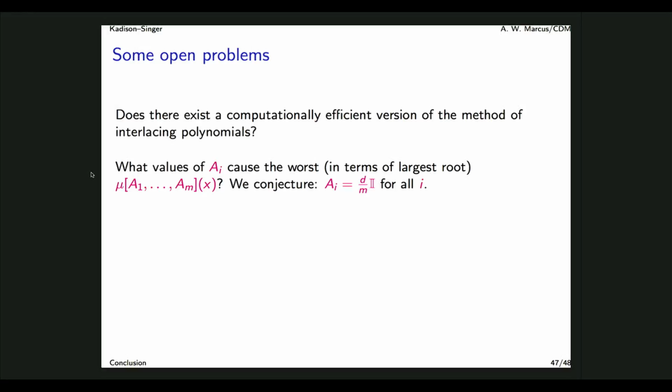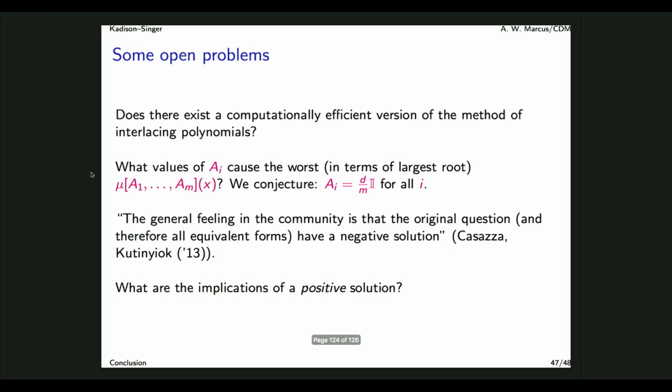And we conjecture that it's actually when A_i is d over m times the identity, and that turns out to be exactly the Laguerre polynomial that Nikhil had been talking about. And if you remember, that had 1 plus square root of epsilon, squared, as its largest root. So we believe that that's the answer, but we still can't prove it.